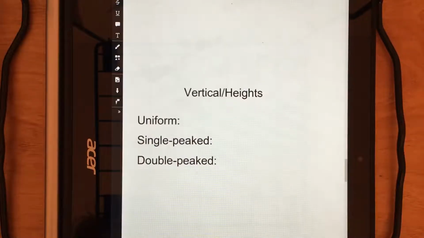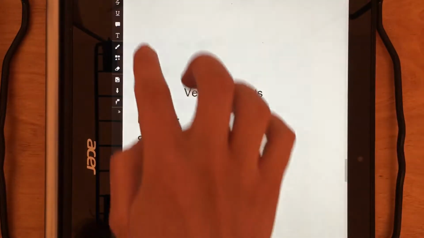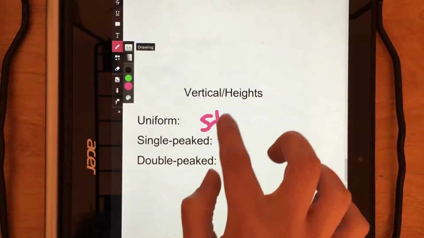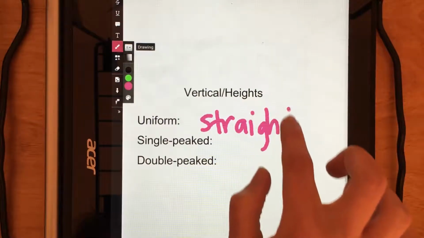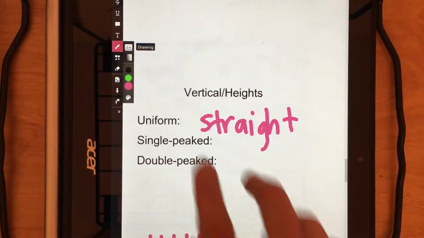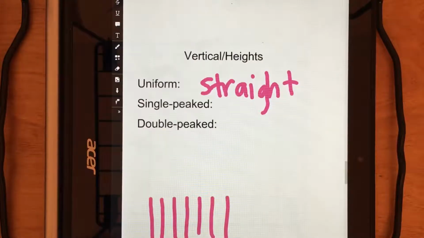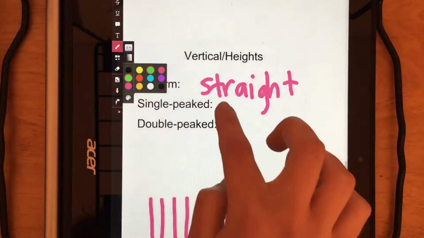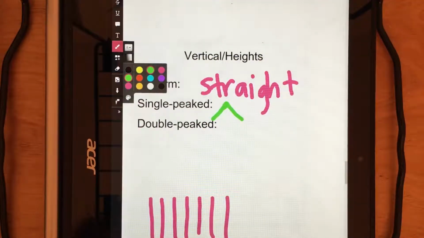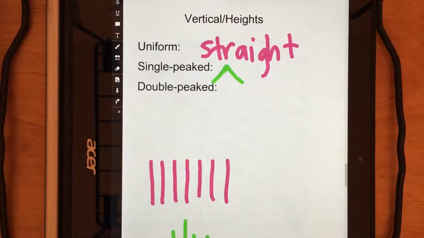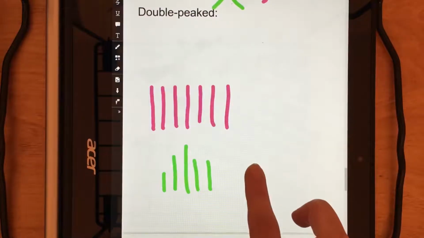So for the vertical part, there are 3 different ways to describe the vertical pieces of it. Uniform means they're all going to be basically straight across. They're all going to end at the same height. So for example, if those are all bars, they all look pretty much the same. Okay? If it's single peaked, that means it looks like a point like that. So maybe there's one in the middle that's taller than the rest of them. Let me scroll that down so you can see that. So single peaked means there's one highest point in all of the graphs. So that green is the single peaked one down there.